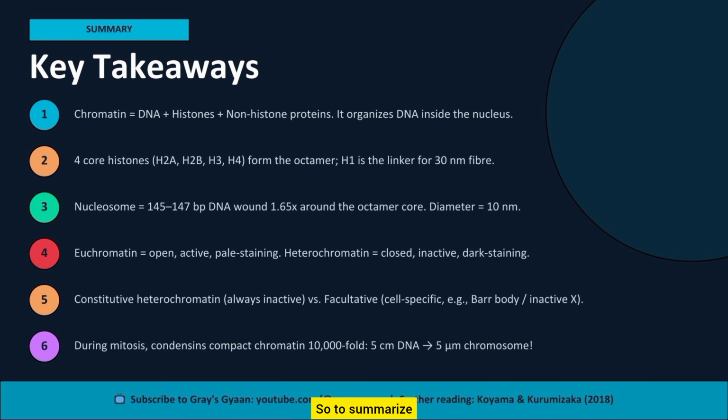So to summarize, chromatin is DNA packed with histones inside the nucleus. The nucleosome is the basic unit, 145 to 147 base pairs wound around an octamer core. Euchromatin is open and active, heterochromatin is closed and silent. And during mitosis, condensins pack it all into a compact chromosome.